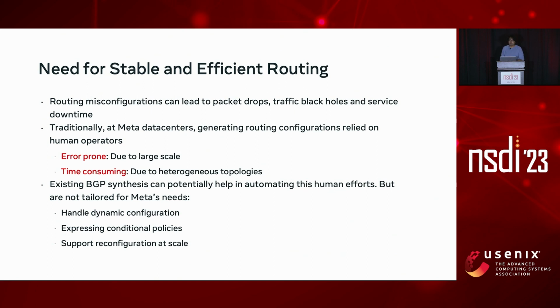There is a need for stable and efficient routing. This is because routing misconfigurations can lead to packet drops, traffic black holes, or service downtimes, which are completely undesirable for large data centers. Traditionally, at Meta, generating these routing configurations was a manually driven effort. This is problematic because it can be error prone because of the size of the network, and it can also be time consuming because we support a large heterogeneous set of topologies.